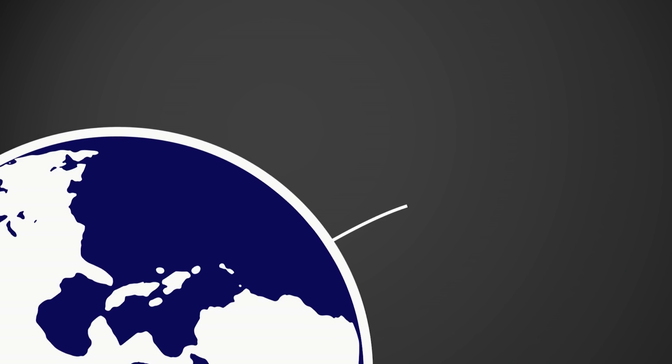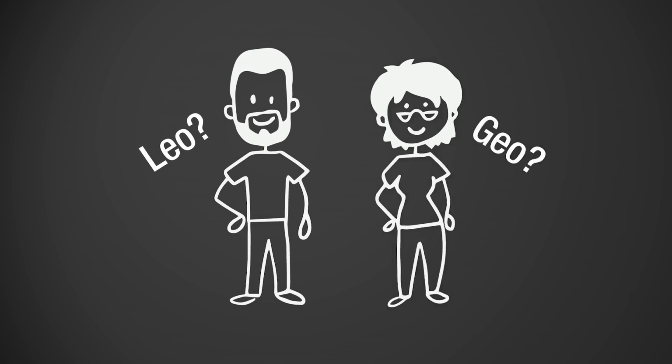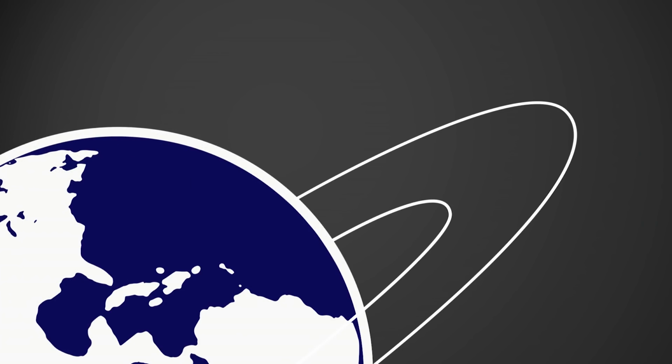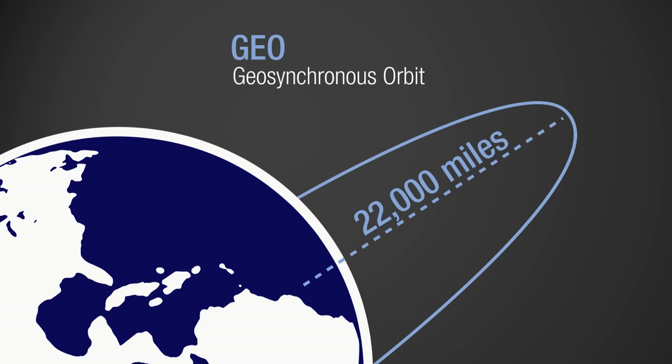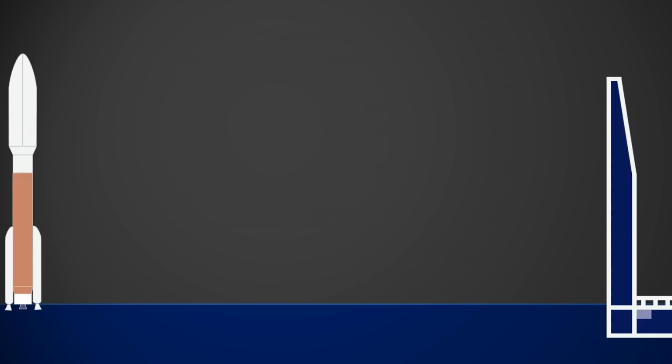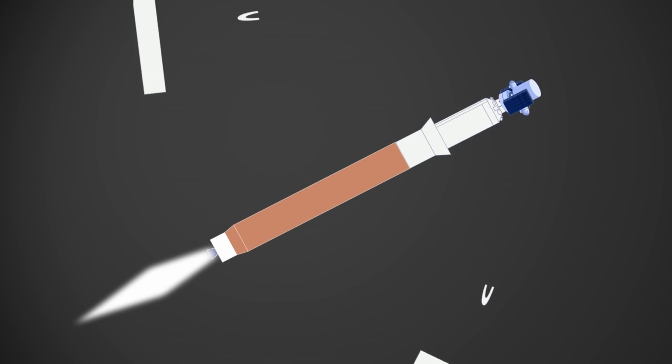Let's start with an example that's a little easier than going to Jupiter, launching to Leo and then transferring to Geo. Who are Leo and Geo? No. They're the names of orbits around Earth. Leo stands for low Earth orbit, and Geo stands for geosynchronous orbit. I've heard of Geo. That's the circular orbit over 22,000 miles above Earth's equator. That's the one. To get to Geo, you first launch into Leo, where you will stay until your rocket's upper stage takes you the rest of the way.